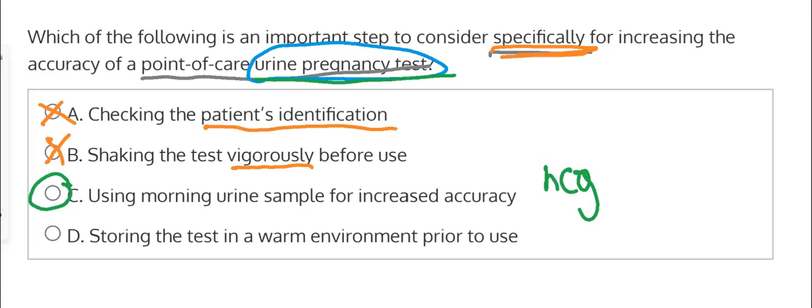But let's also look at option D, which is storing the test in a warm environment prior to use. And that's not necessary. We don't need to store the urine in a warm environment. So after considering all of these steps, we know that option C, using the morning sample, is the best choice for this question.